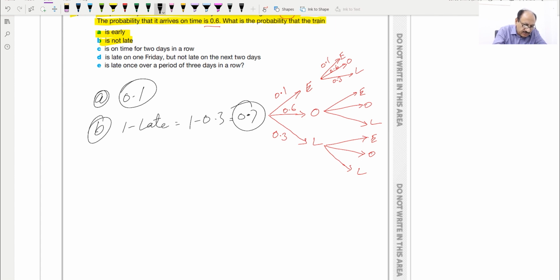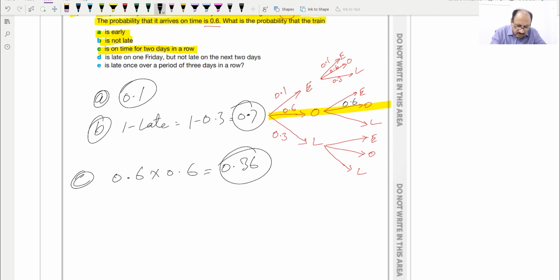Now part C says is on time for 2 days in a row. So on time will be this root, and we can take this one also as 0.6. So for part C we can write 0.6 into 0.6, which is on time, and this will be giving us 0.36, and this will be the answer for part C.